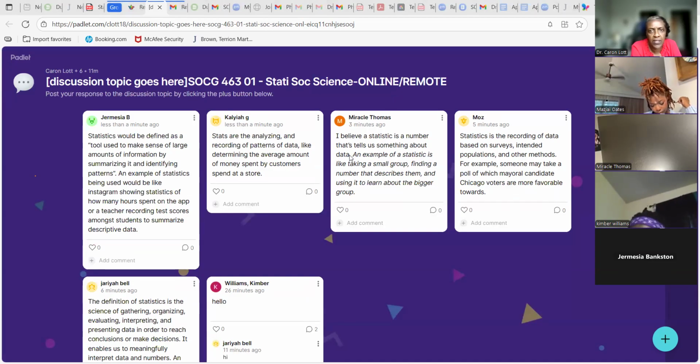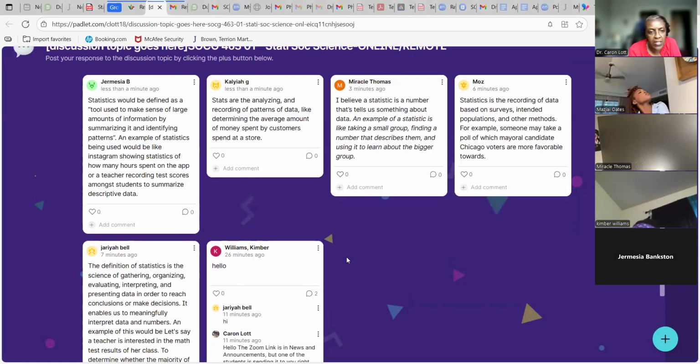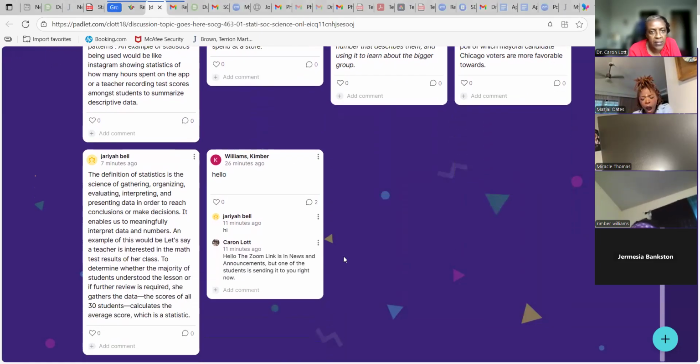All right. Kalia, there you are. Stats are the analyzing and recording of patterns of data, like determining the average amount of money spent by customers at a store. Okay. Yeah, that's a good example.